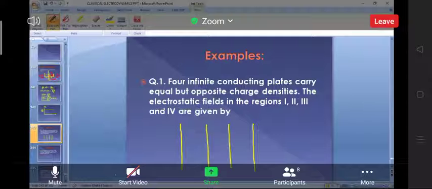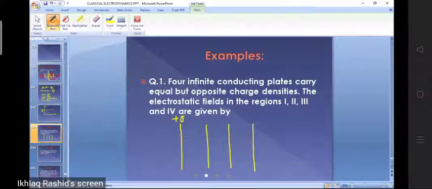Okay. Now the charge distribution is given to you. Charge density of this is plus sigma. Charge density of this sheet is equal to minus sigma. Charge density of this is plus sigma. Charge density of this is minus sigma. Fine. And then there are 4 different regions. Okay, rather 5 different regions.